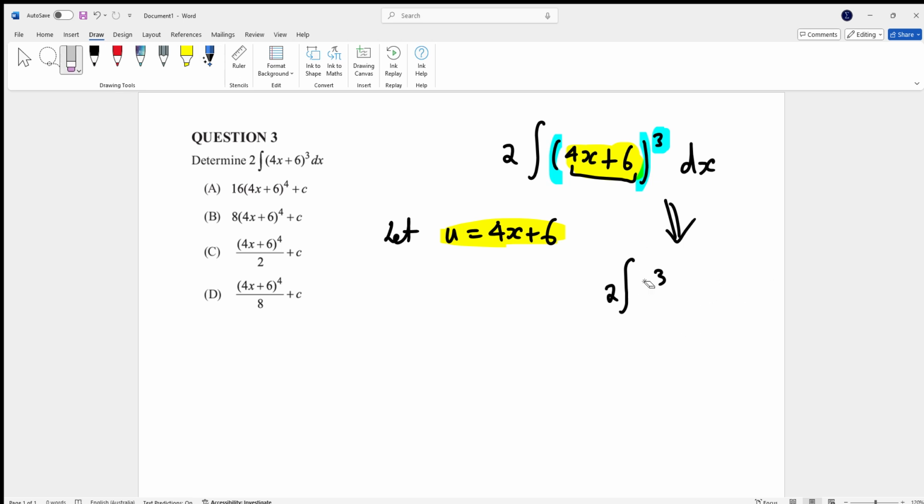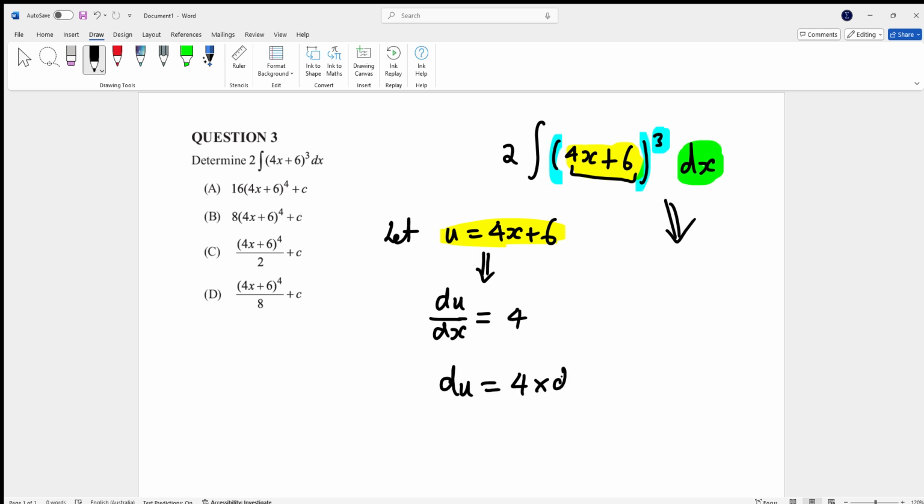This is where it's a bit interesting. We're still going to differentiate the inside function, except we're going to do it here. So if you differentiate u with respect to x, you're going to get du dx. And here, if you differentiate that, you're going to get 4. Now, this is the weird part. We are going to rearrange to get the dx as the subject, okay? So to get the dx as the subject, you multiply both sides by dx. So du equals 4 times dx.